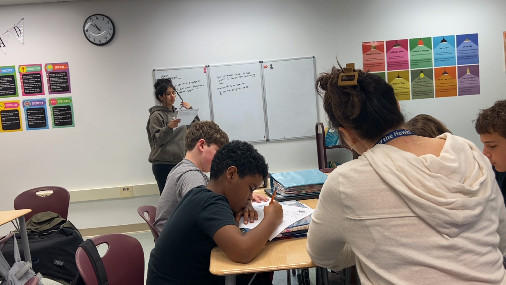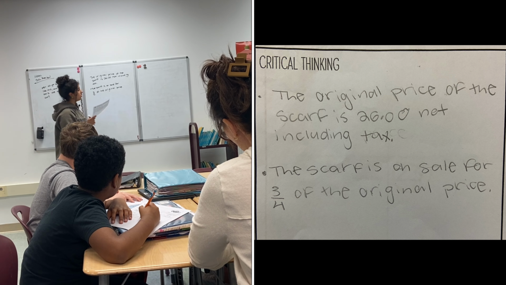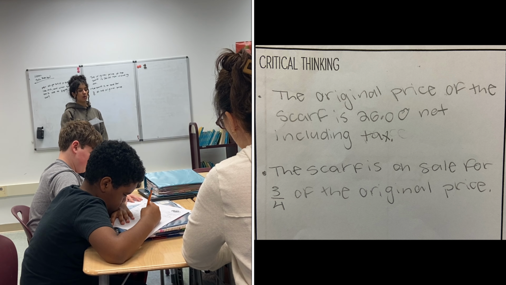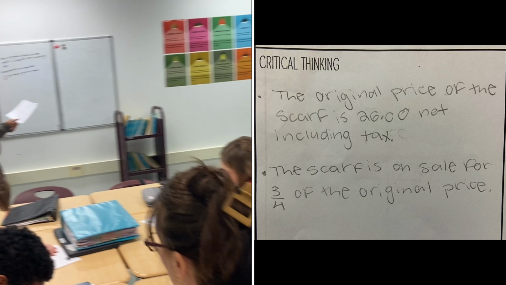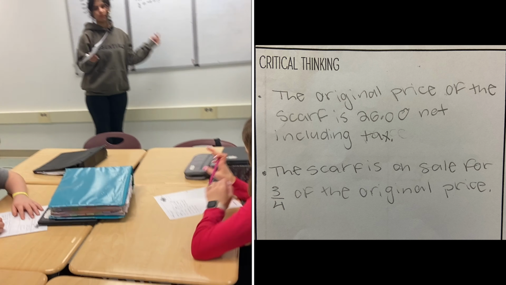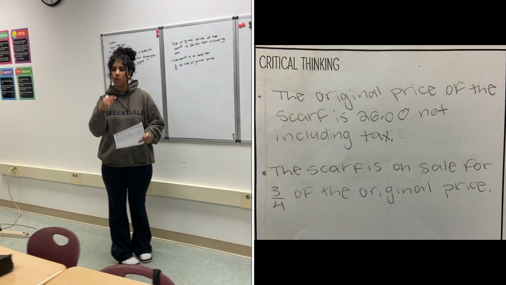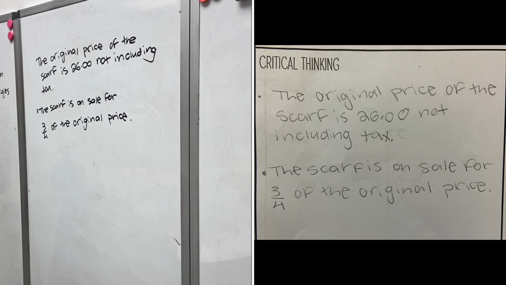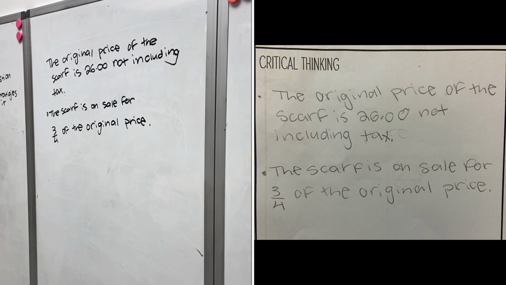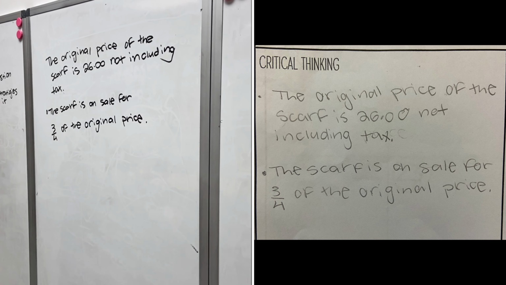Okay, so for the question, the original price of the scarf is $26, not including tax. And the scarf is on sale for 3/4 of the original price. I want to know what's a good strategy to answer a question like this, because there's a lot of questions like this and they're all formatted kind of the same.